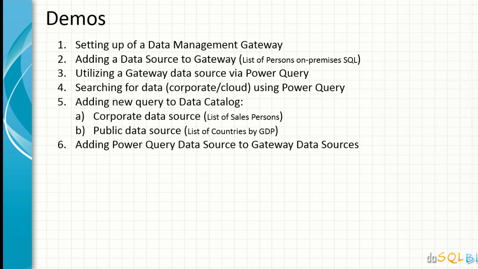Next, we'll see adding a Power Query data source to a gateway data source. What we had seen earlier is we created a data source in the data management gateway and made it available to Power Query. Now we are going to do the reverse: the Power Query that we added, we want to make it available to the data management gateway. Let's switch back to the demo.